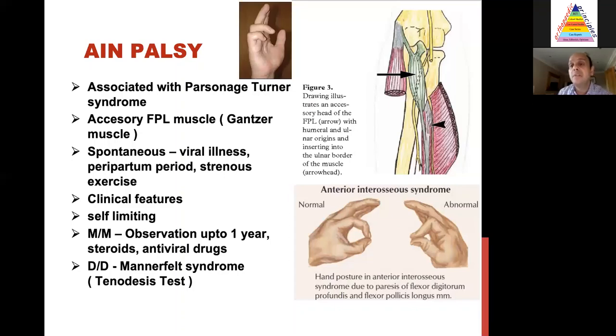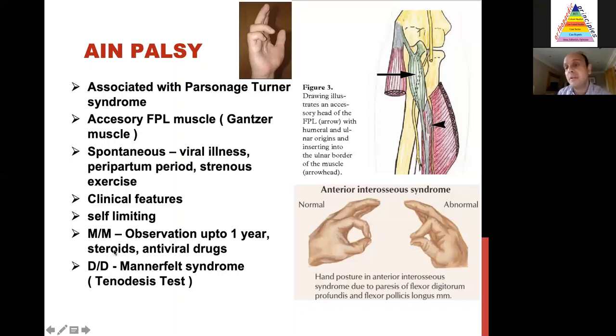Second, EMG study, sort of a baseline around 6 weeks, 2 months, so that you can repeat EMG studies to see if the recovery is happening, so that you can reassure the patient and tell the patient the prognosis. And roughly between 6 months to 1 year, they tend to improve completely.